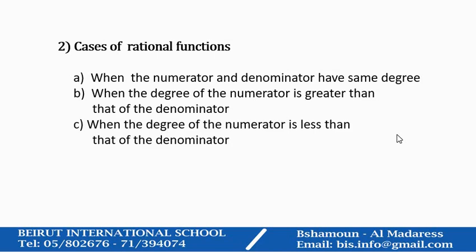Step 2, cases of rational function. We took the case of a polynomial. Now we are going to talk about rational functions. When the numerator and the denominator have the same degree, when the degree of the numerator is greater than that of the denominator, and when the degree of the numerator is less than that of the denominator.